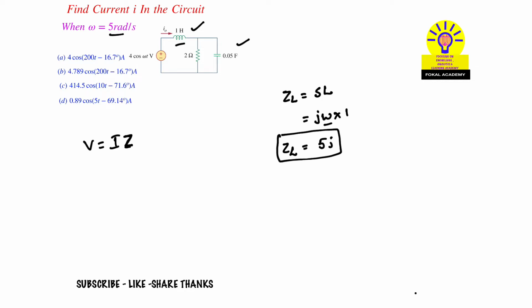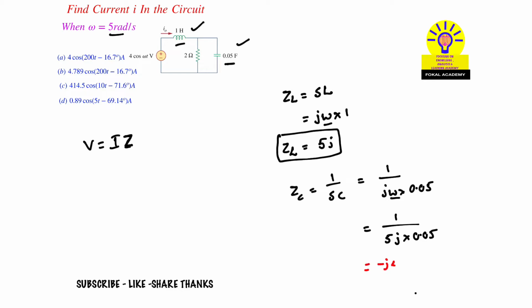Now similarly find the capacitor impedance. Capacitor impedance is 1 by SC, nothing but 1 by j omega into C, where C is given as 0.05, that is 1 by 5j into 0.05. By simplifying this, we will get minus j4. This is the capacitor impedance. For the resistor, the impedance is itself, nothing but 2 ohms.